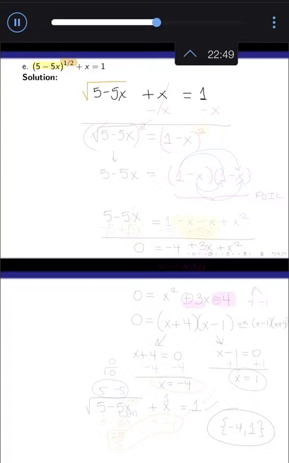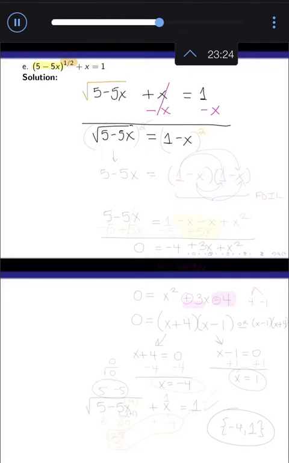So remember, to solve an equation that's got a square root in it, we want to get the square root by itself first. That means I need to get rid of that plus x that's dangling off to the side on the left-hand side. So how do I get rid of a plus x? I'll do the opposite. I'll do a minus x to both sides. And what that will now give me, on the left-hand side, I'll still have the square root of 5 minus 5x. But on the other side, now I'll have 1 minus x.